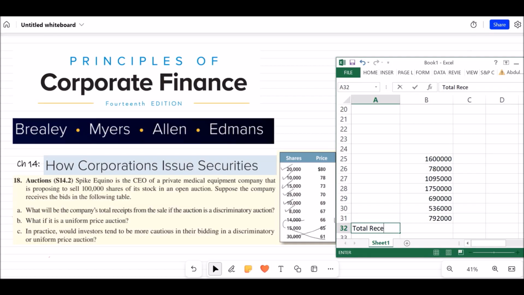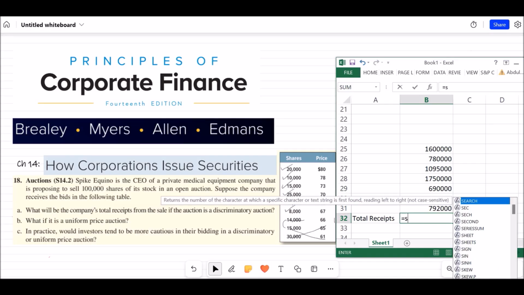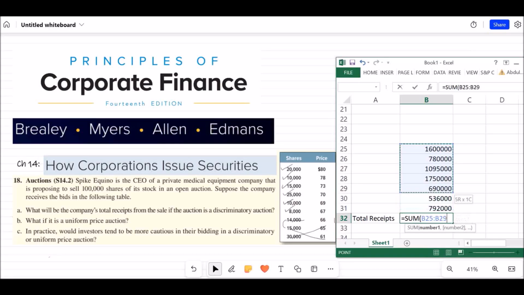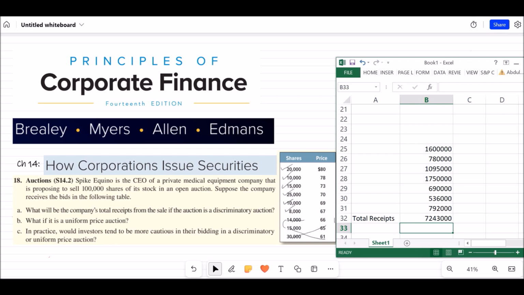So to sum up how much the total receipts will be, we will just add all these numbers, and these will be the total receipts, right? 7.2 million. So this is part A.